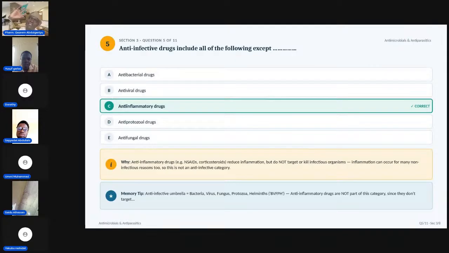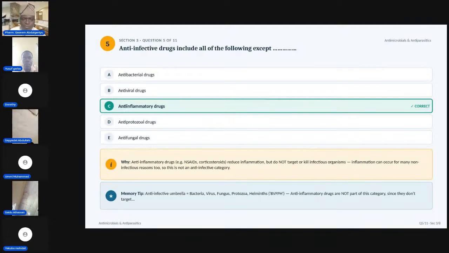Remember that anti-infective means all the drugs that take care of any living thing, anything at all. So it could be parasite, it could be virus, it could be bacteria, it could be fungal, it could be protozoa. So now they are giving you it in this way: anti-infective. Anything that can cause infection, any drug that is used against them. So here you see antibacterial, that's correct. Antiviral, that's correct. Antiprotozoa, antifungal. But this one, anti-inflammatory drug, no.